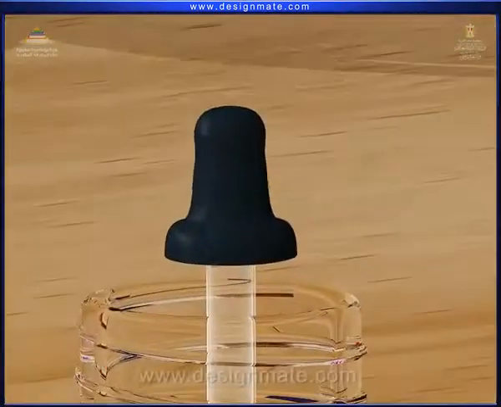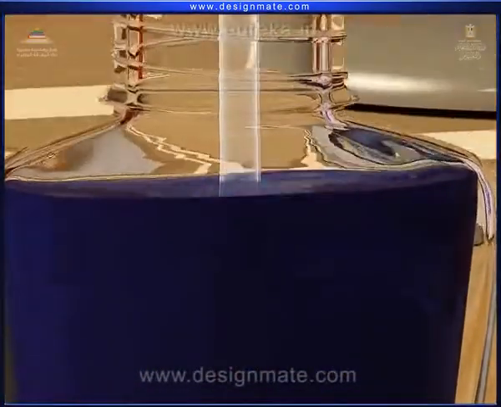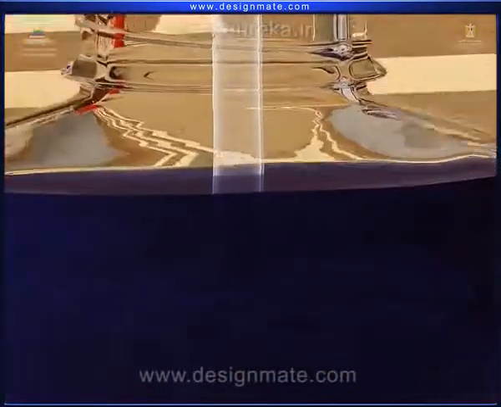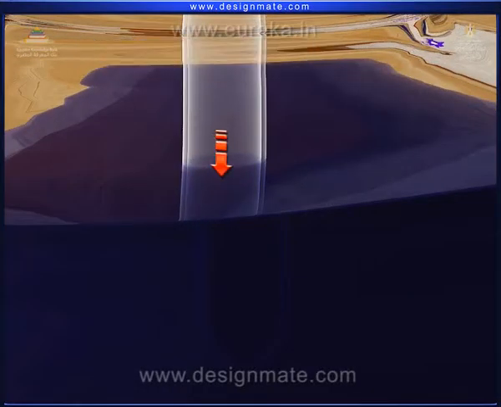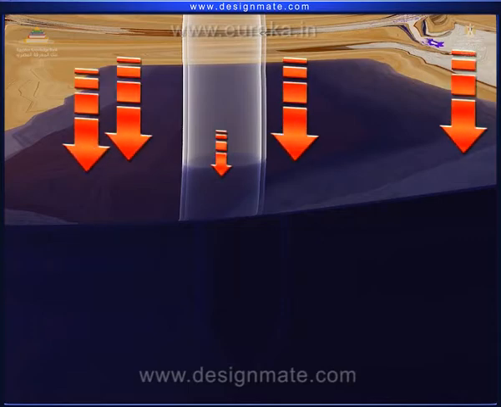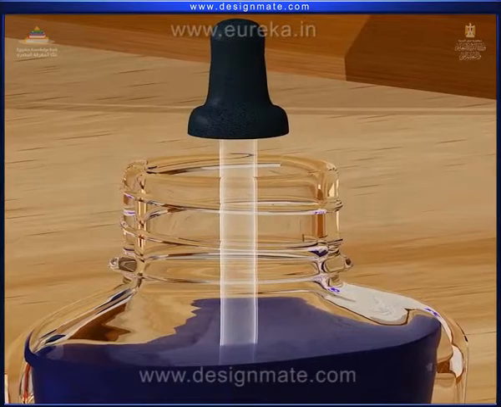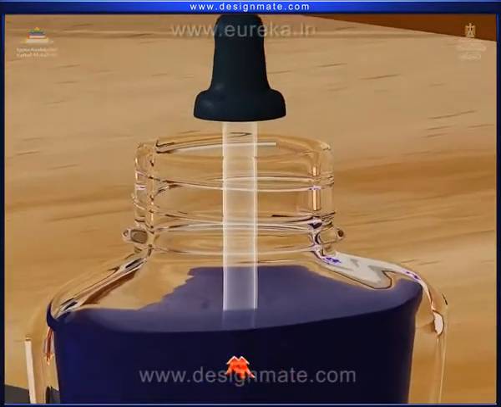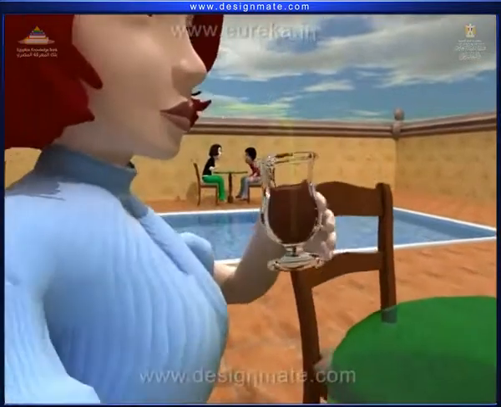When we squeeze the dropper, the air inside the dropper is forced out, or in other words, the pressure inside decreases. The atmospheric pressure acting on the ink is more than the pressure inside the dropper. Hence, on releasing the dropper, the atmospheric pressure forces the ink to rise up in the dropper. Similar is the case when we drink any liquid with a straw.